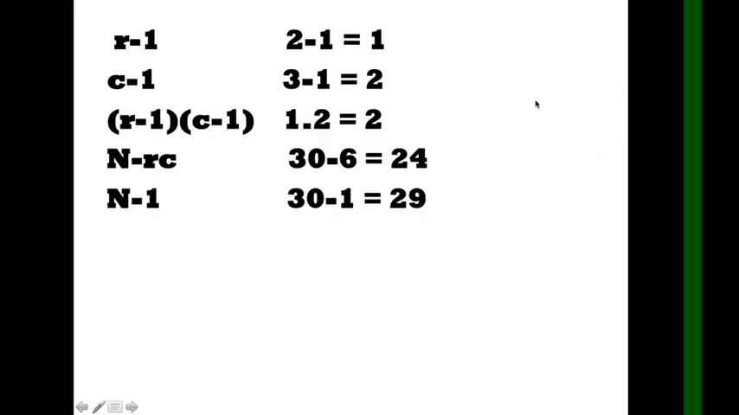So, for that one, we have the following: 2 minus 1 is 1. For the C, we have 3. 3 minus 1 is 2. For this one, R minus 1, so this is 1 times 2. The answer is 2. For the N minus RC, 30 minus 6. RC is 2 times 3, so we have 6. 30 minus 6 is 24. For the N, 30 minus 1, 29.